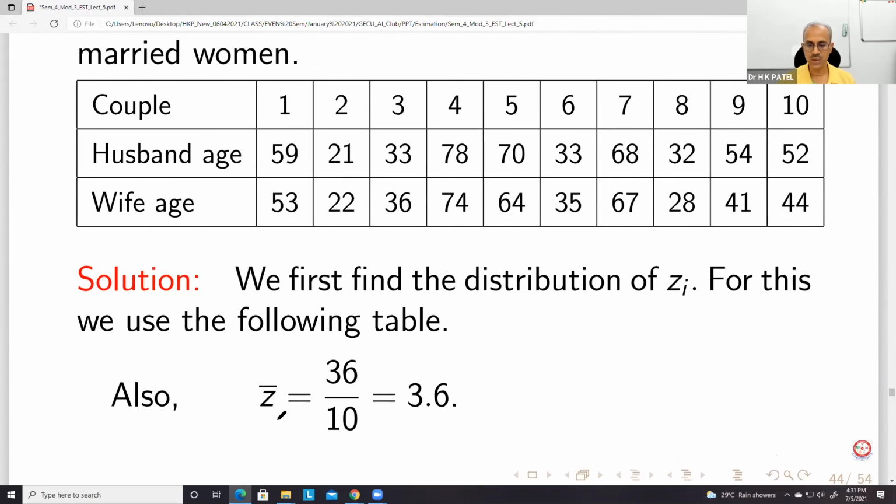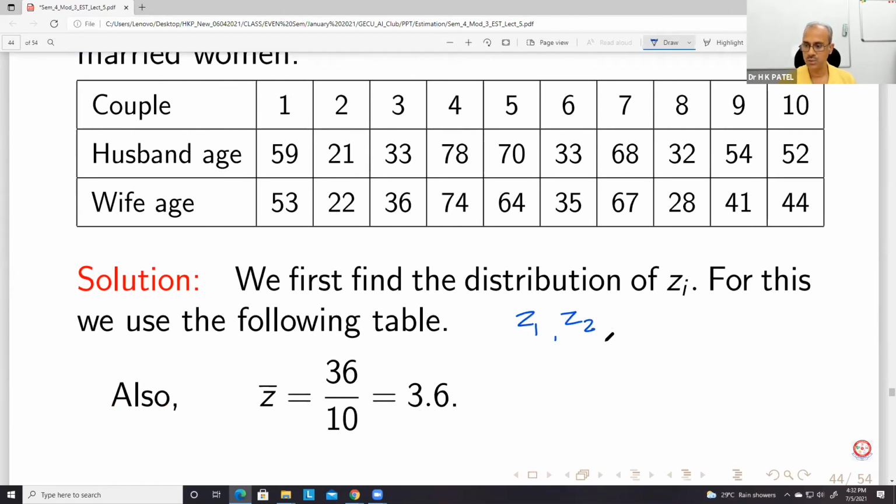So this Z bar we can calculate. And how will this Z bar be calculated? You'll find Z1, Z2, ..., Z10. Each Zi is equal to Xi minus Yi. So here you can take this as X, and this you can take as Y.